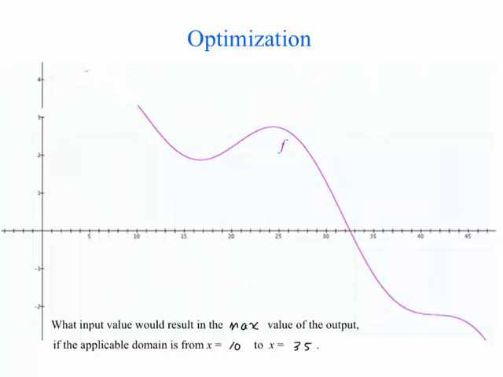Okay, so there's 10, and then from 35. So now what applies in this context is that x would start at 10 and end at 35. And I want to find the max value of the output. So I'm going to do the same thing, right? I'm going to take the function, find its derivative, set it equal to 0, and what will happen?